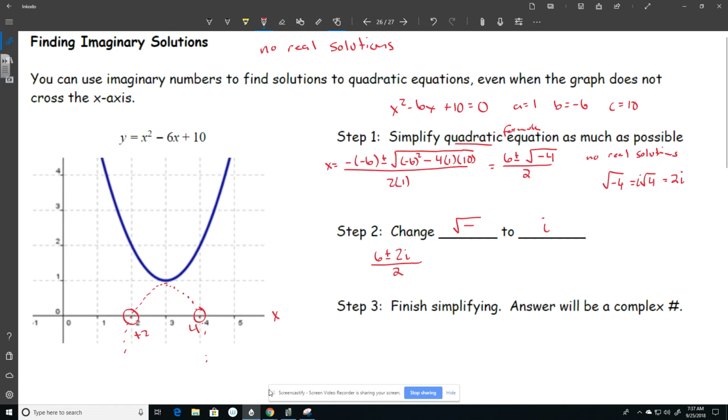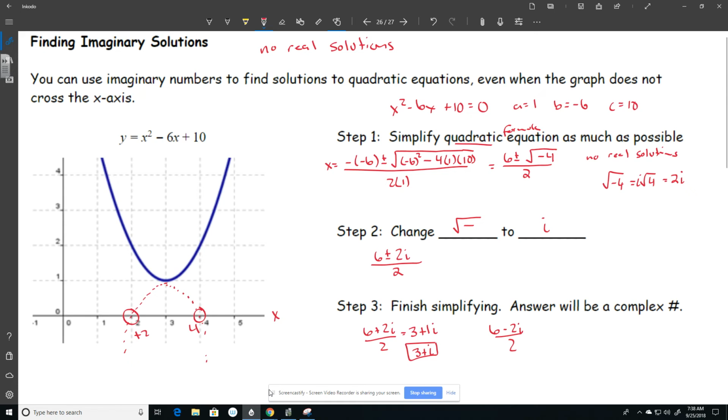So step 3 is I just finished simplifying: 6 plus 2i divided by 2 and 6 minus 2i divided by 2. I need you to be careful because some of you are going to want to do 6 plus 2. But remember, I can't add 2 to 6. But I can divide, because 6 divides by 2 and 2 divides by 2. 6 divided by 2 is 3. 2 divided by 2 is 1. So my answer over here becomes 3 plus i.